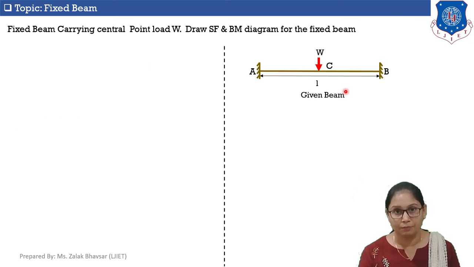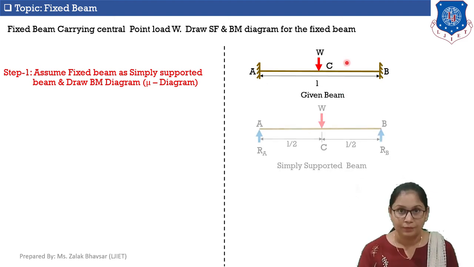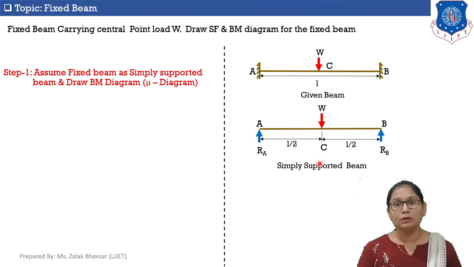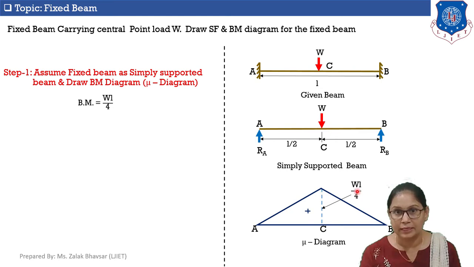So here this is the given beam. Now in step number 1, we assume that the given fixed beam is a simply supported beam. So I have just replaced the fixed support at points A and B with simple supports at points A and B. So the beam is converted into a simply supported beam. Now we know that at both the ends of the simply supported beam, moment is 0 and in a simply supported beam, maximum moment is generated at the center, which is equal to WL by 4. So here, the maximum bending moment generated at point C is WL by 4 and the moment at both the ends is 0.